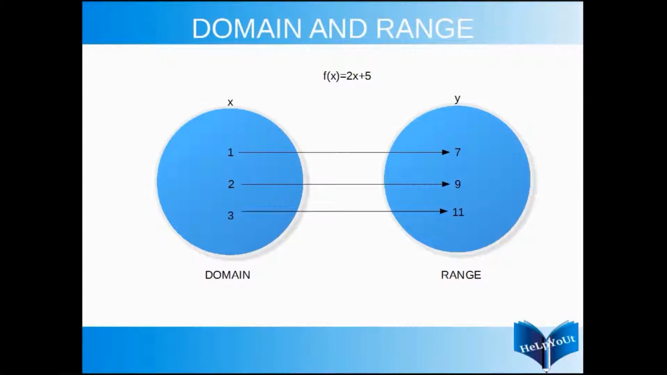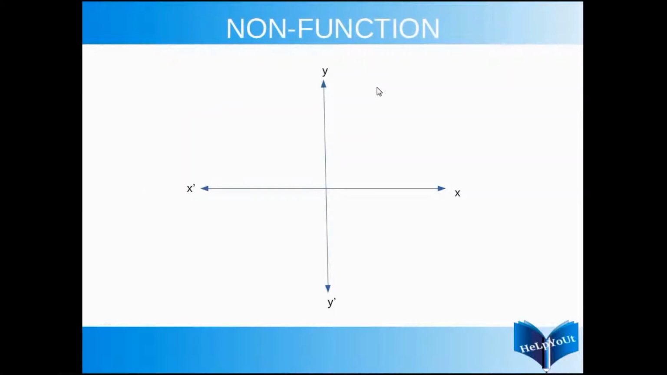For that, we need to know about vertical line test. What is vertical line test? Let's check it when it is not function. I have drawn any random curve here. For that, I have drawn a vertical line. This vertical line has cut this curve at this point, then again at this point. So it has cut twice.